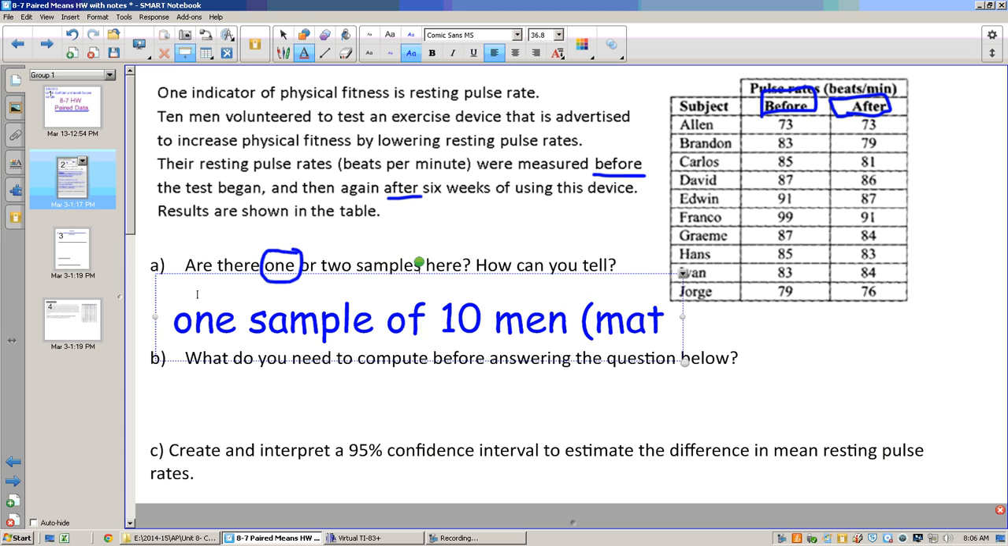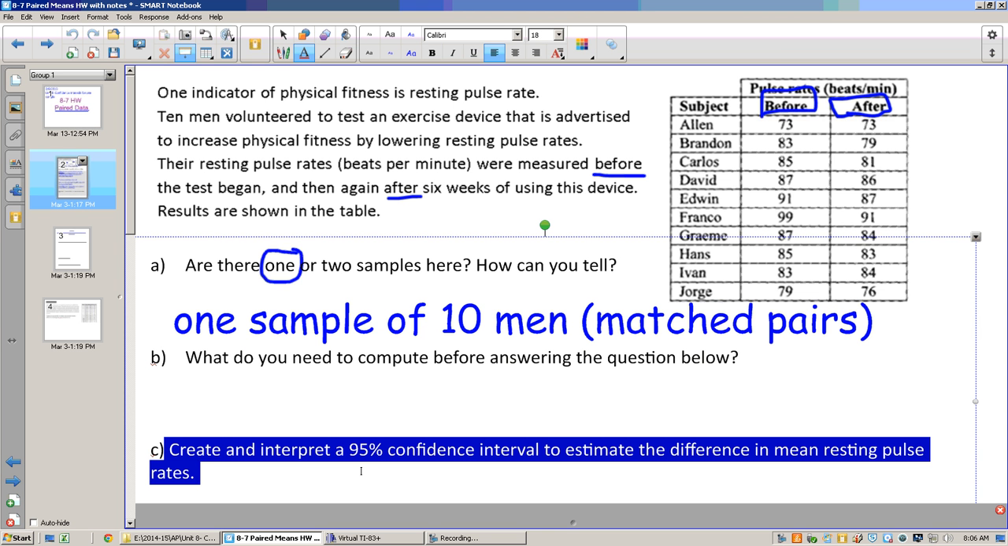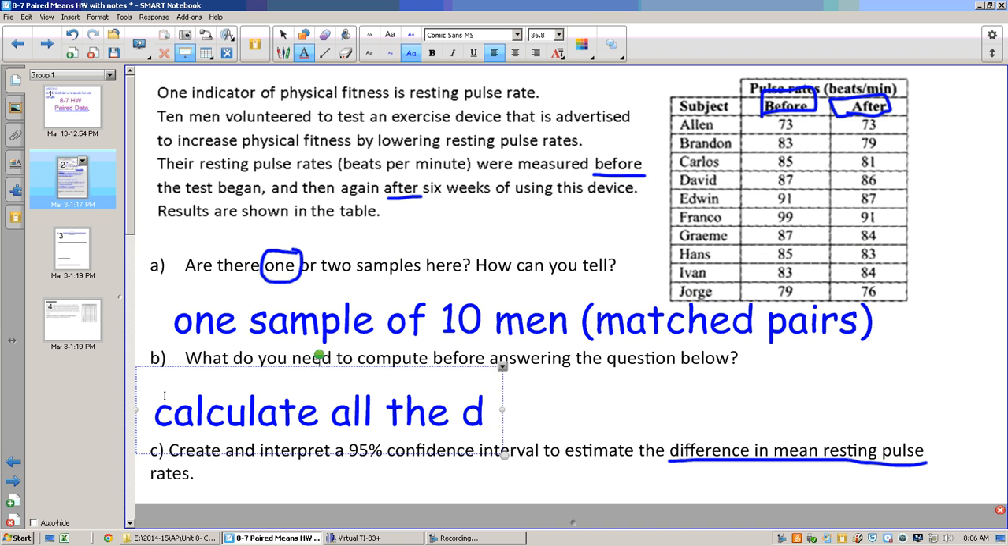This is what we call matched pairs. If you remember that before-after situation from the beginning of the year when we did experiments, we paired people up to be as similar as possible. Well, here, our pairs are actually just each individual paired up with themselves. So if we want to answer the question below, to create and interpret a 95% confidence interval to estimate the difference in the mean resting pulse rate, what do we need to do first? We're actually going to have to calculate all the differences to see, did this actually help?